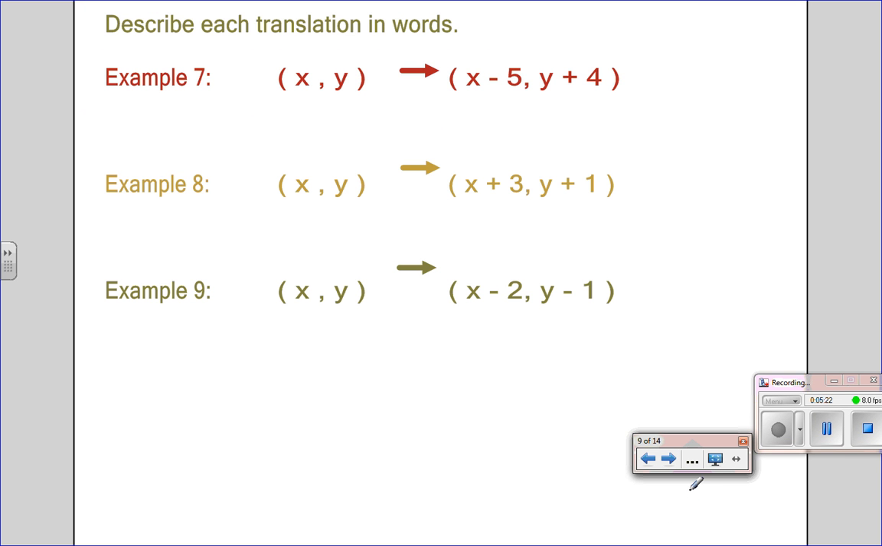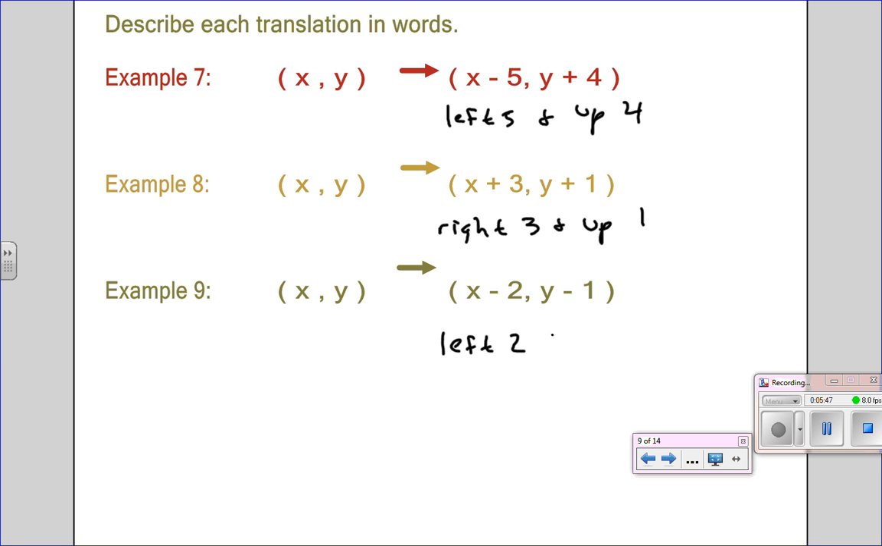Describe each translation in words. So look at this first one. What do you think that would be in words? Well, it's x minus 5, so that means left 5 and up 4. What about this one? Well, plus 3 means right 3 and plus 1 is up 1. Minus 2 for x means left 2, and minus 1 for y is down 1.